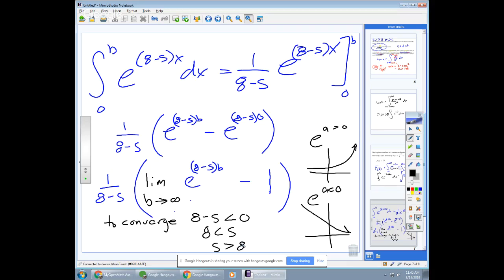So if s is bigger than 8, right? Like what's a number bigger than 8? 8.1, 9, 10, right? Then we're guaranteed a negative number as the power here. And as we go to infinity, then this exponential function is going to drop. So here's my point. If this right here is negative, well, that will be negative if s is greater than 8, right? Then I will get a decreasing exponential function as b goes to infinity.